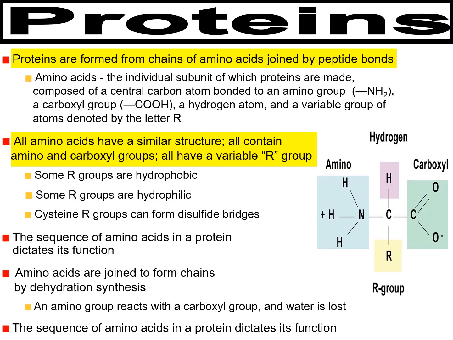Proteins are large macromolecules made up of amino acids connected via peptide bonds. Amino acids have a very similar atom configuration. They contain an amino group, carboxyl group, and a variable side chain called an R group. The image on the slide shows you the basic structure of almost all amino acids.